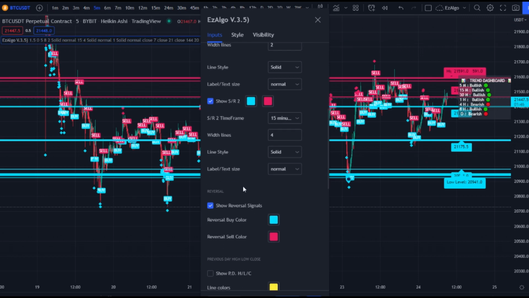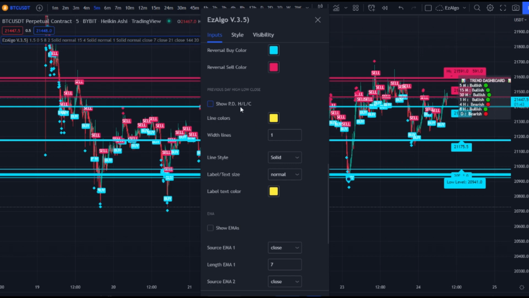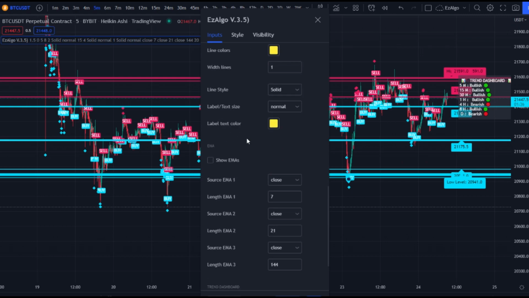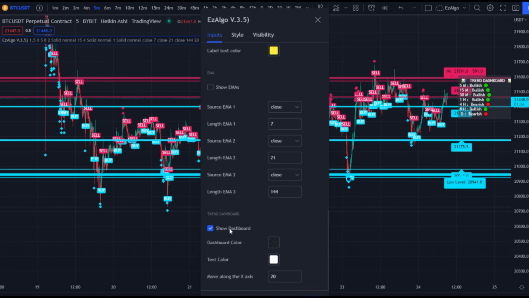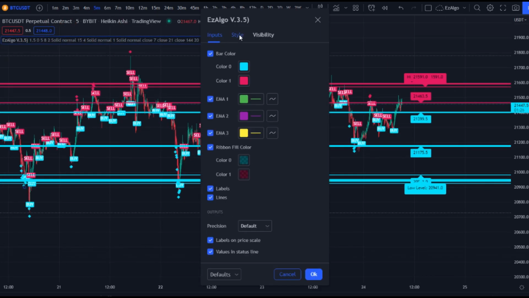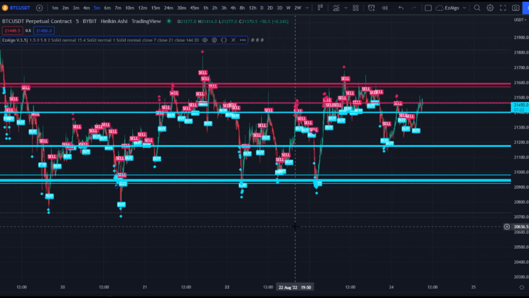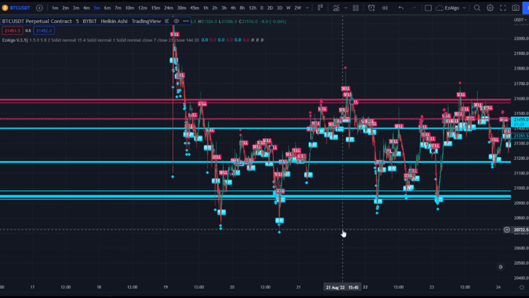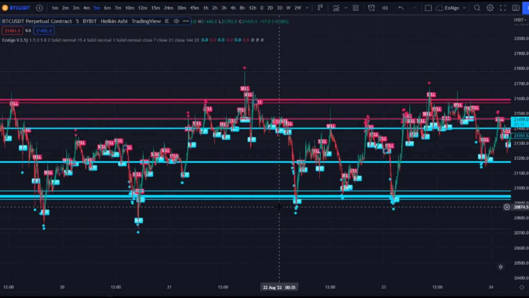You're going to keep the reversal signals on. The previous day high, low, and close you can have on as well, but we're not going to be using that in this video, although that is something to consider. We're going to turn the EMAs off, and then we're going to turn the trend dashboard off because we're not really going to be needing that on the 5-minute time frame. We can also turn the labels off under style because we really don't need those labels there to the right. All we want are the horizontal levels, the reversal signals, and the buy sell signals, and that will be all we need for the strategy when it comes to EzAlgo.